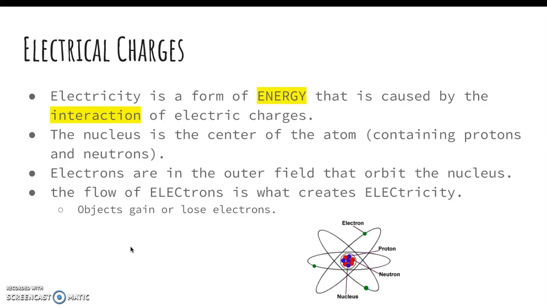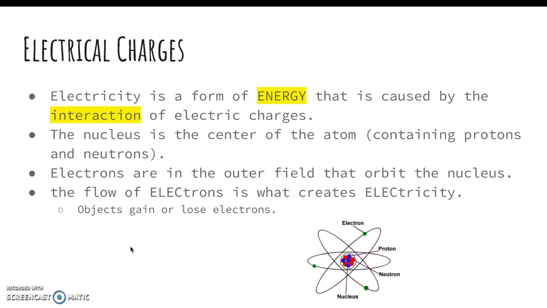The next topic we are going to discuss is electric charges. Electricity is a flow of energy that is caused by the interaction of electric charges, specifically electrons. This is because in each atom, the nucleus or center of the atom is where the protons and neutrons are found. They are surrounded by electrons that continuously orbit the nucleus.